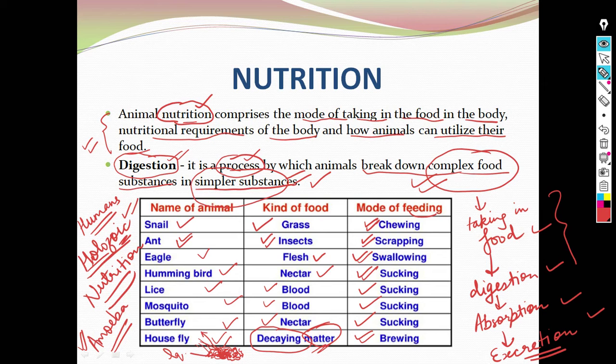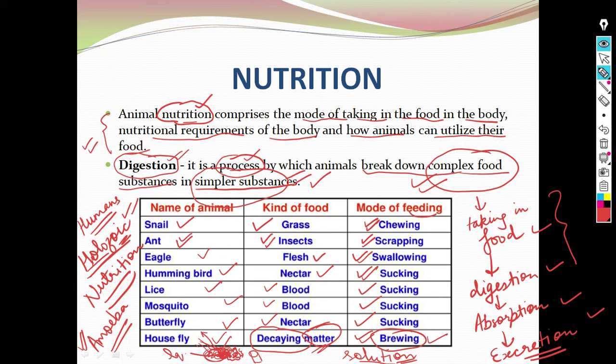Because they are preparing some kind of solution here, we call it brewing. Brewing is making a solution. When you are preparing some solution by adding some liquids or boiling some liquids, it is called brewing. The same similar thing is happening here. That is why we call it brewing.